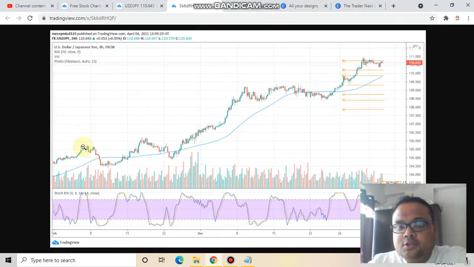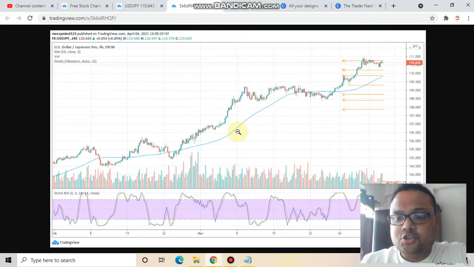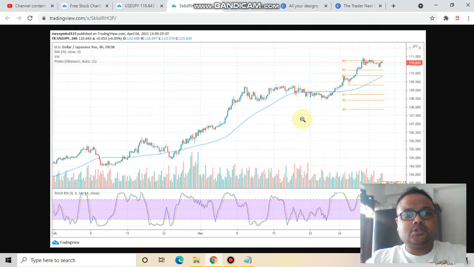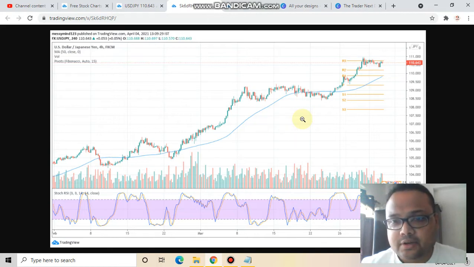In a market like this, we should always be looking for buying opportunities, because the market is bullish. If you look for shorting opportunities, you will be losing money because you'll be going against the trend. The market is very bullish, no doubt about it.